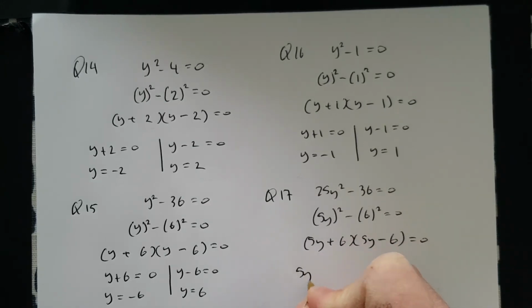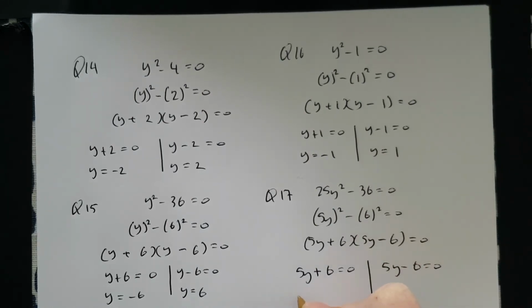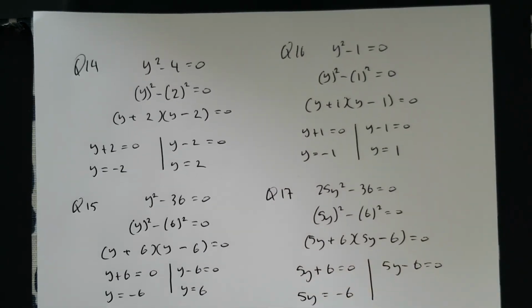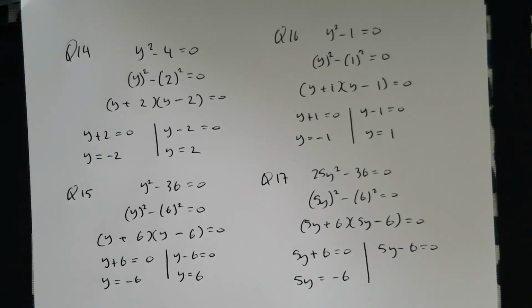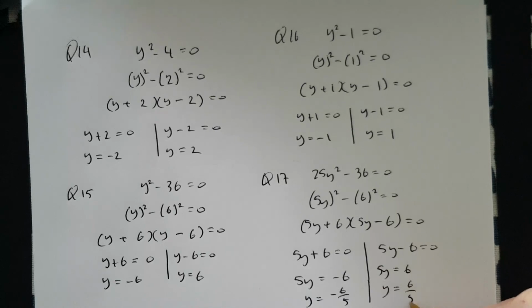So this gives me two possible solutions, 5y plus 6 equals 0, or 5y minus 6 equals 0. So I want to solve for y here. So we get 5y is equal to minus 6. So y is equal to minus 6 over 5. And on the right hand side here, I get 5y is equal to plus 6. So y is equal to 6 over 5.